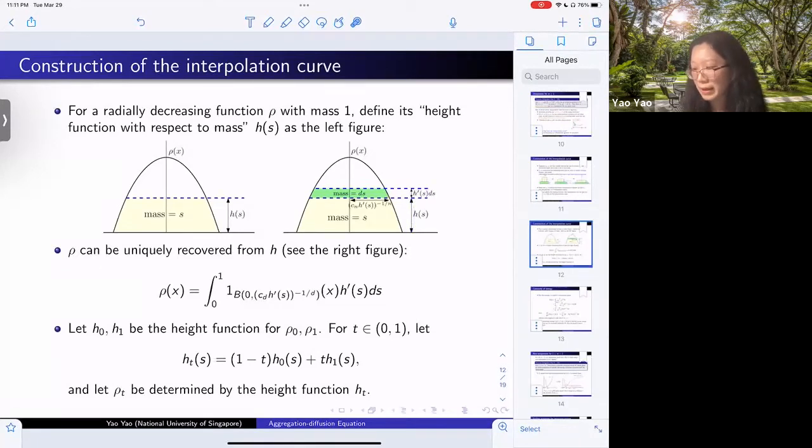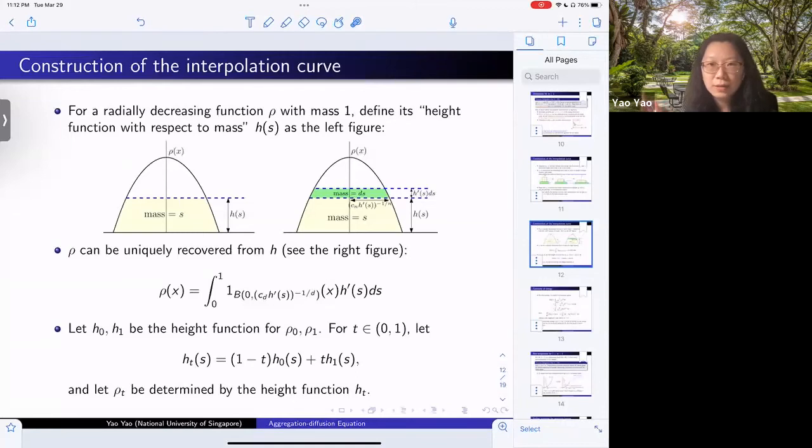This is a quick calculus exercise, because once h is known, the derivative of h is known, and then at this height there is exactly the mass that is given by ds. So one can then figure out the width of each layer and then use this to reconstruct rho. Although this reconstruction has a very messy formula, anyway, rho can also be recovered from h.